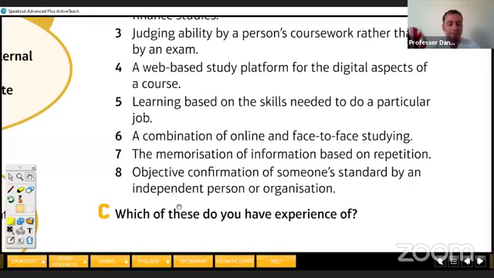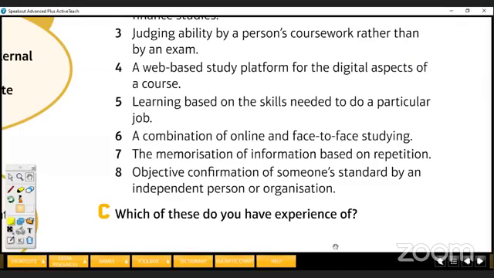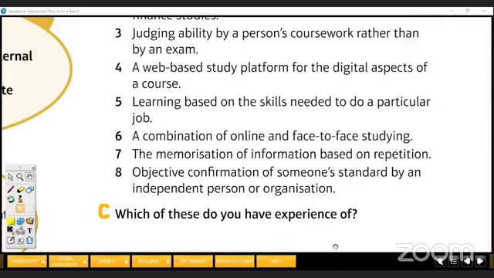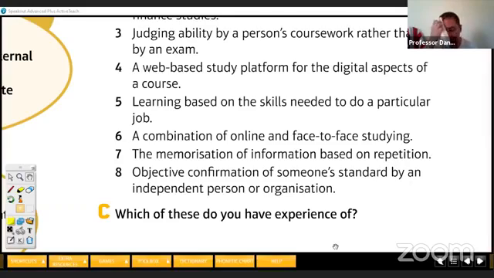Which of these do you have experience of? Blended learning each day. Virtual learning environment. Student loan. Tuition fee, yes, tuition fee too. Tuition fee, student loan. Continuous assessment. I think we all have gone through that.